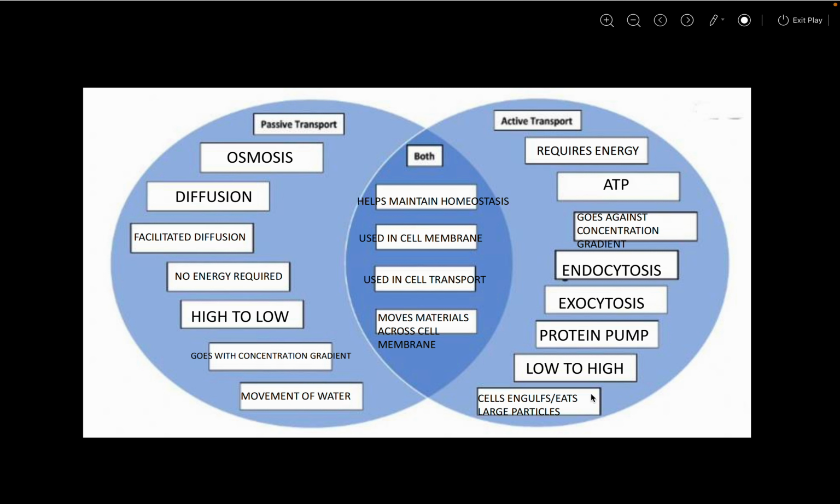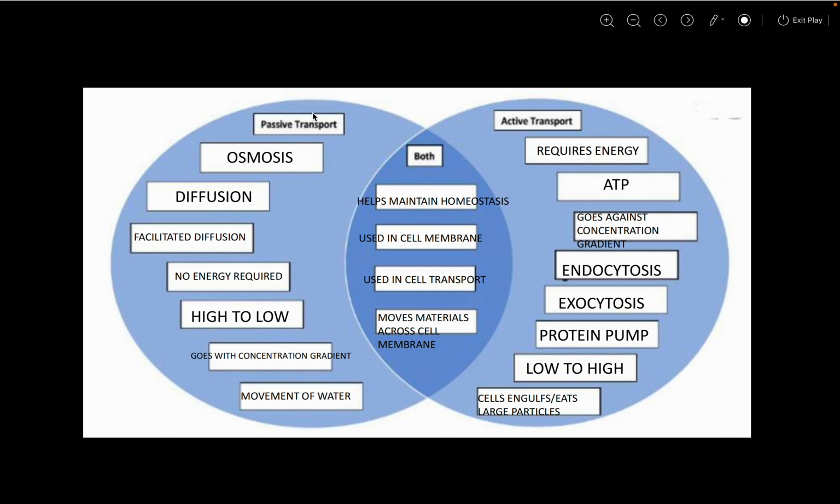energy. For this one, low to high. And for the last one, cells engulf, devour, or even eat large or enormous particles that need to be eliminated from the plant cell. So basically, that is the main difference between passive and active transport.